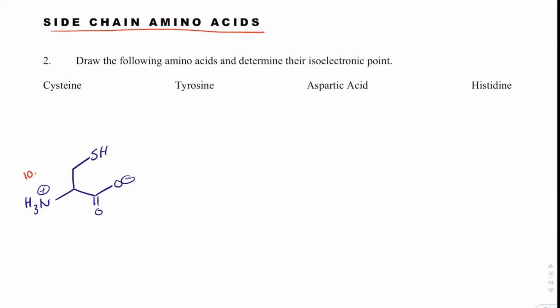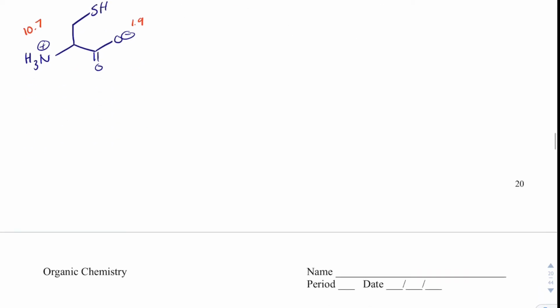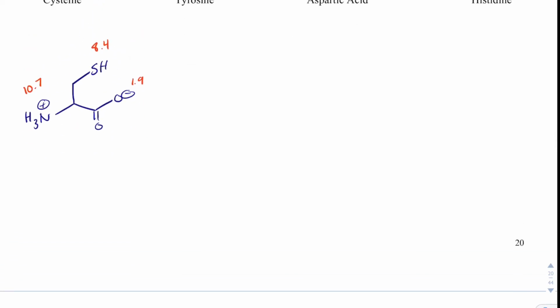We've got 10.7, 1.9, 8.4, and so in a perfect world, it would be nice if we could take the pKa's and just average all 3 of them, but that's not what really works. And so what we'll do is we'll say that we have pH ranges. Okay? So here's what I'm going to do is I'm going to say, okay, 1.9, 8.4, 10.7.